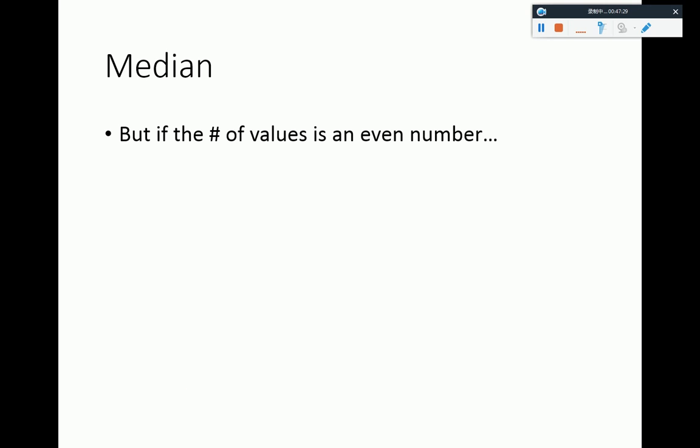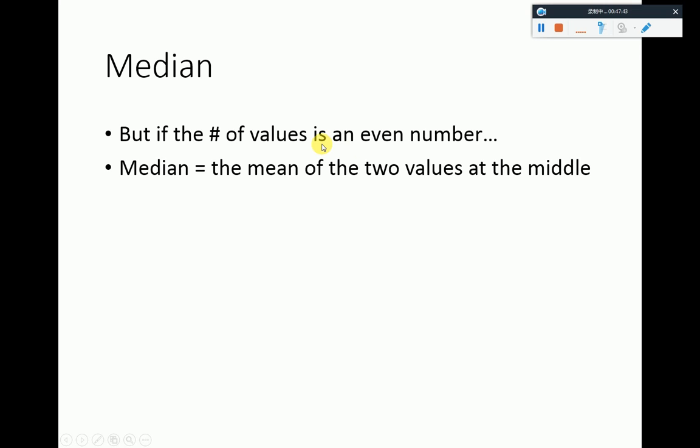Okay, so we just discussed the case in which the number of values in a sample is odd. But what if, you might ask, the number of values in the sample is an even number? If the number of values in the ordered sample is an even number, then the median will equal the mean, the average, of the two values at the middle.